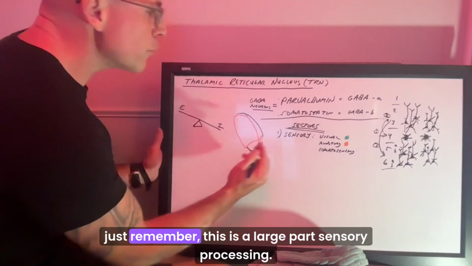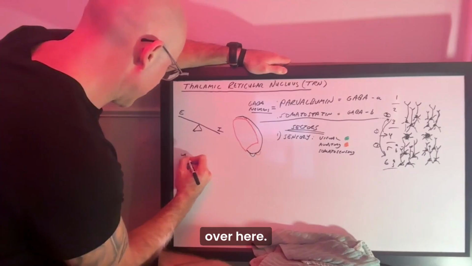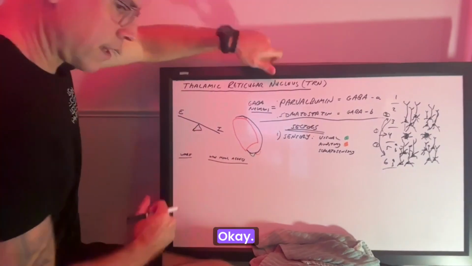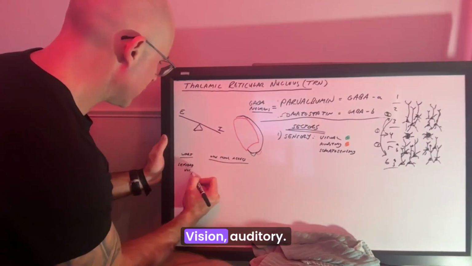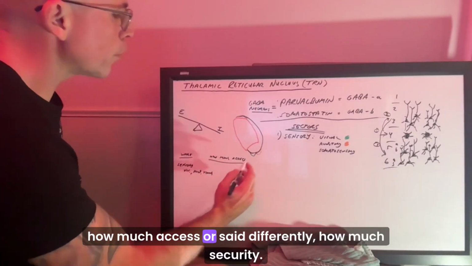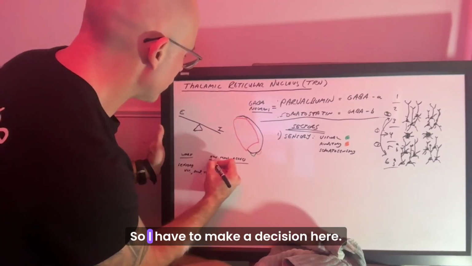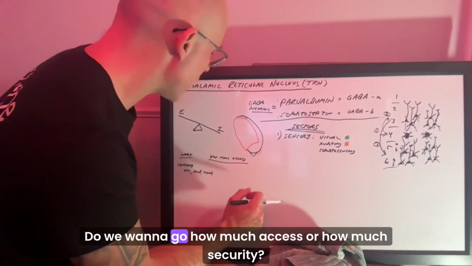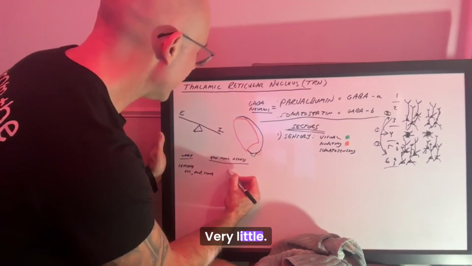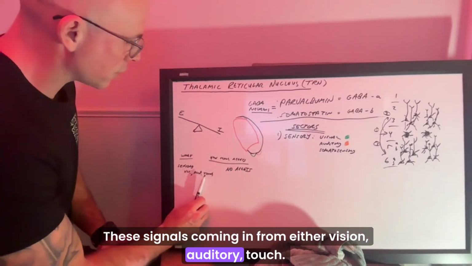So just remember, this is a large part sensory processing over here. Okay, how much access? So the sensory: vision, auditory, touch, and so forth. How much access, or said differently, how much security? So I have to make a decision here. Do we want to go how much access or how much security? Let's just say access. Very little. No access. These signals coming in from either vision, auditory, touch.